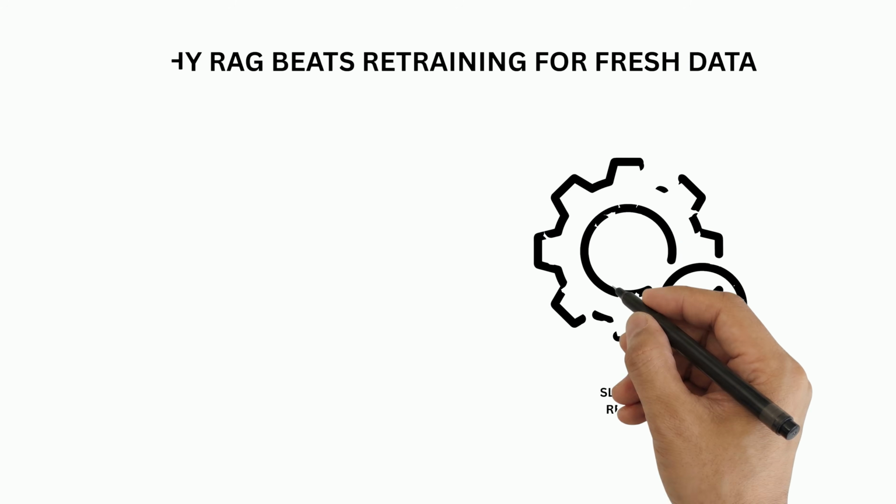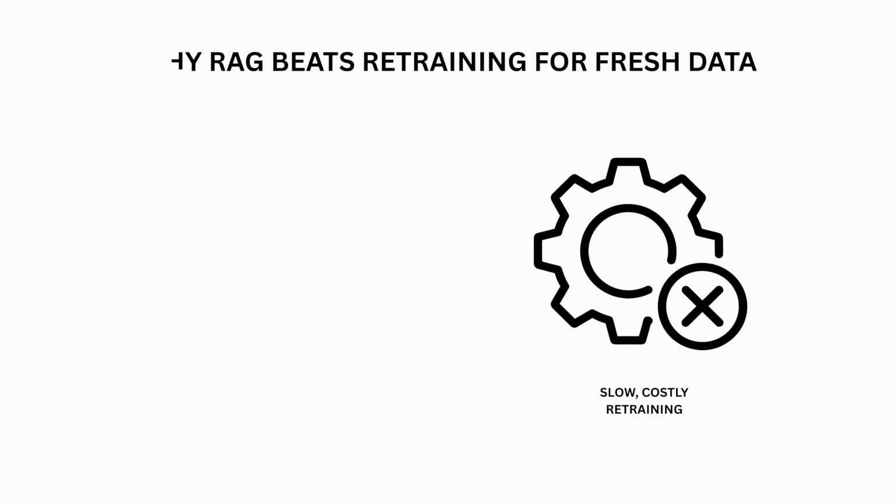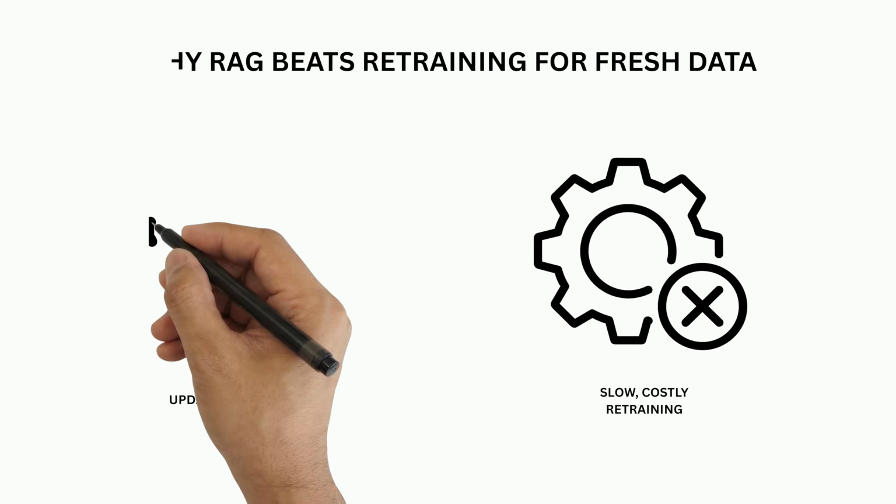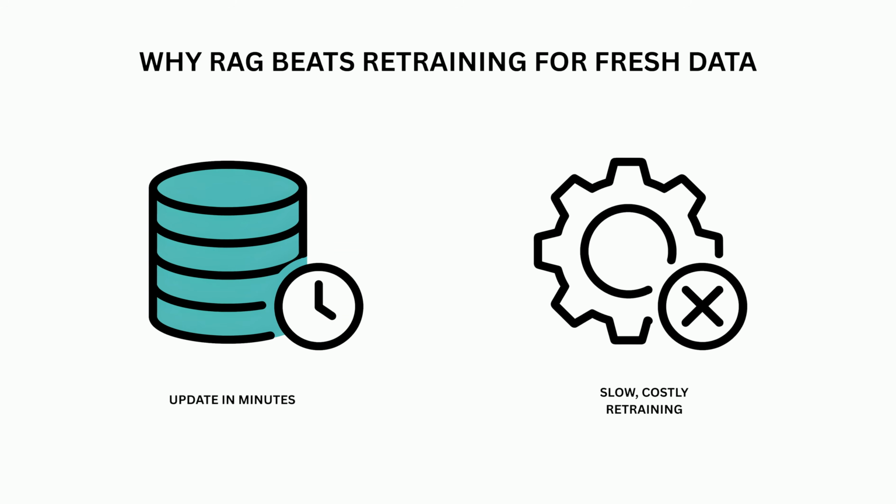You might ask, why not just retrain the model on the new data instead? Because retraining a large model is slow and expensive, often taking days and significant compute. Updating a vector database, by contrast, is as simple as embedding a new document and inserting it. RAG lets you keep the model's knowledge current without ever touching the model itself.